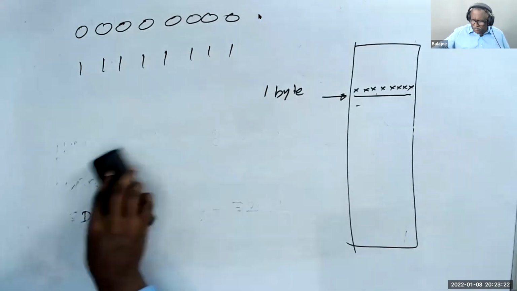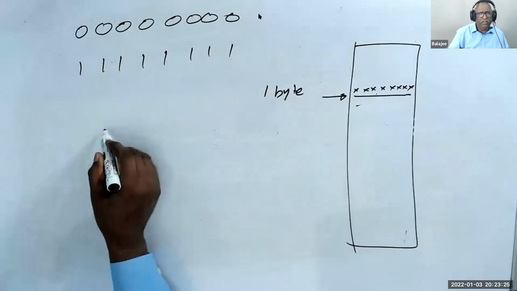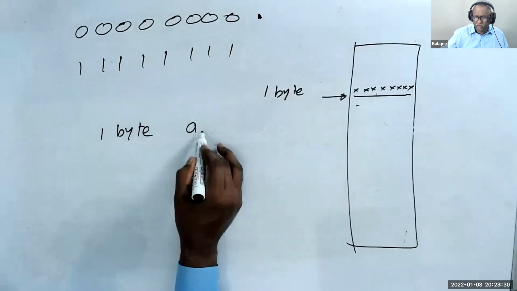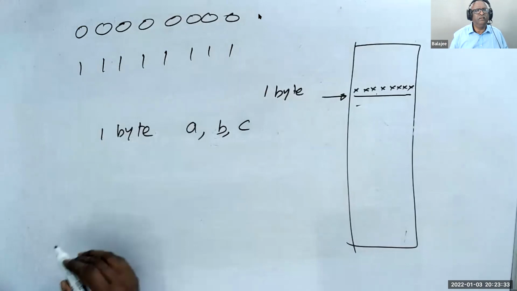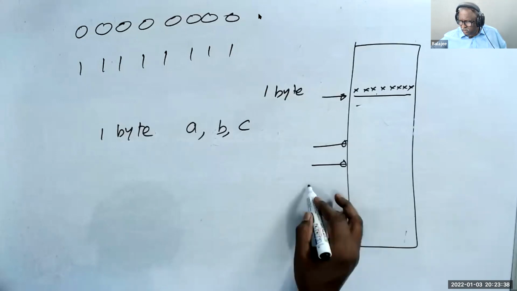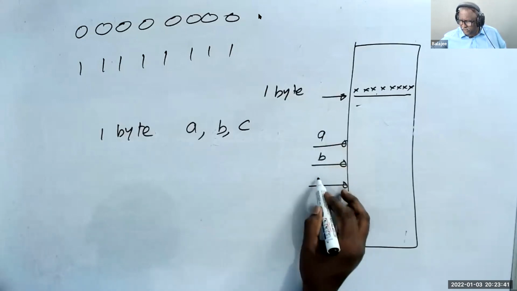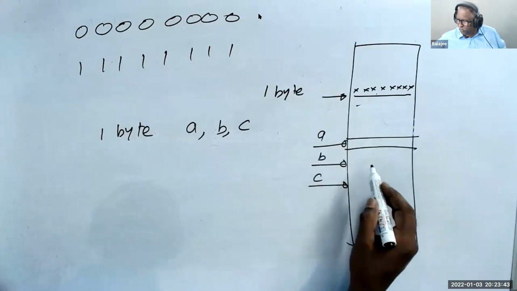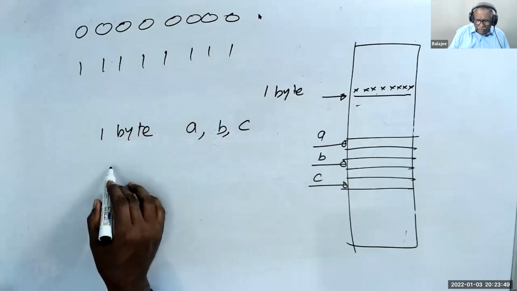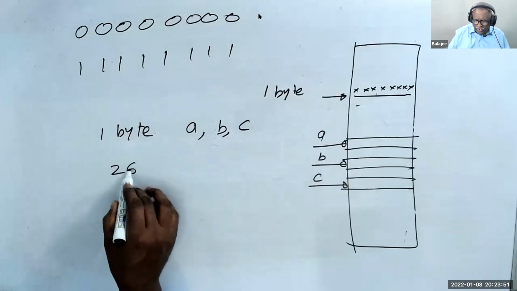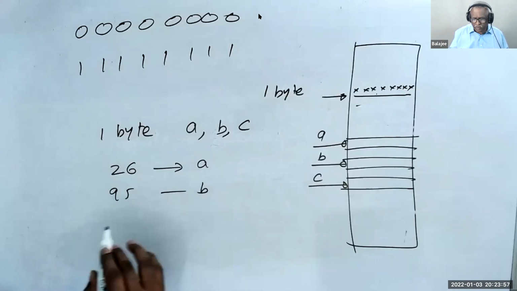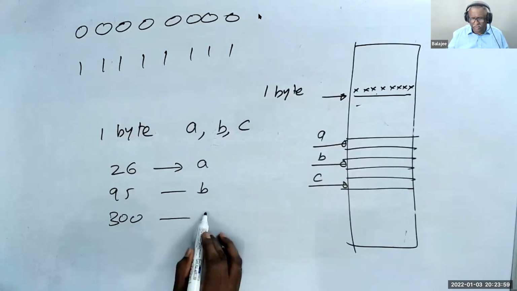So if I say 1 byte A, B, and C, that means I told the system to allocate A, B, and C, all of them 1 byte each. That means you cannot now say, I want to store 26 to A, 95 to B, 300 to C.